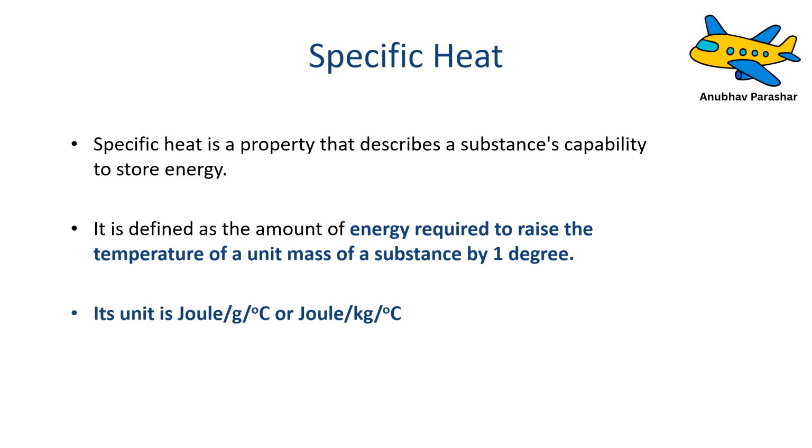So, what is specific heat? It is a property that describes the substance's capability to store energy, how much energy the substance or whatever our system can store. It can be defined as the energy required to raise the temperature of a unit mass of substance, like 1 gram or 1 kg, by 1 degree centigrade. So its unit is joule per gram per centigrade or joule per kg per centigrade. How many joules of energy are required to raise the temperature of 1 gram of substance by 1 degree centigrade?